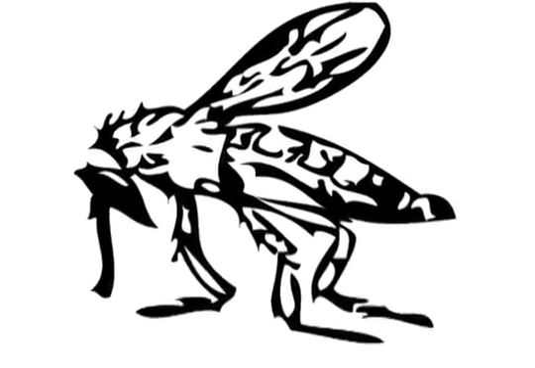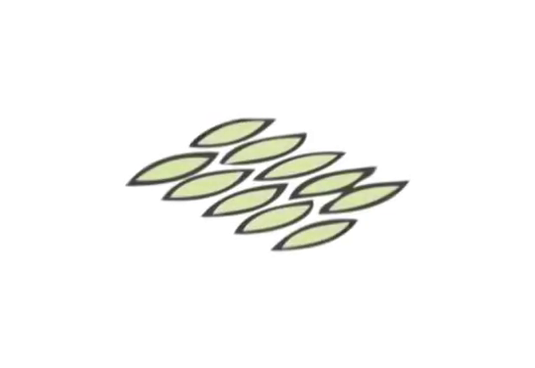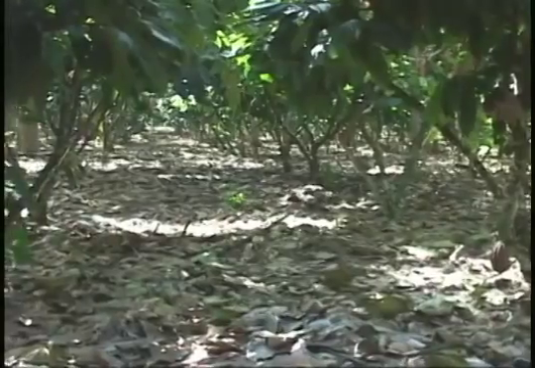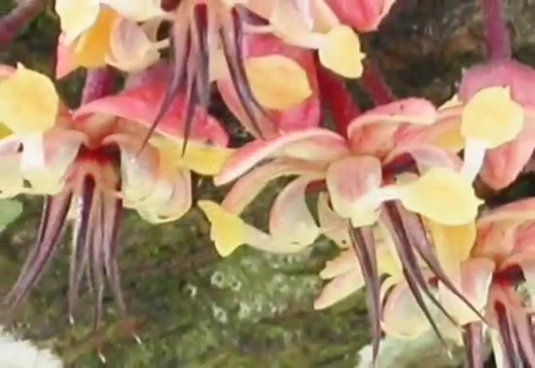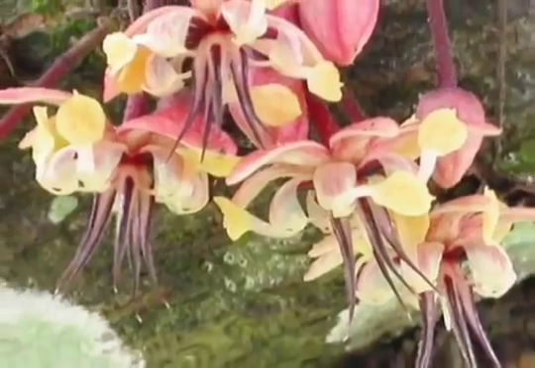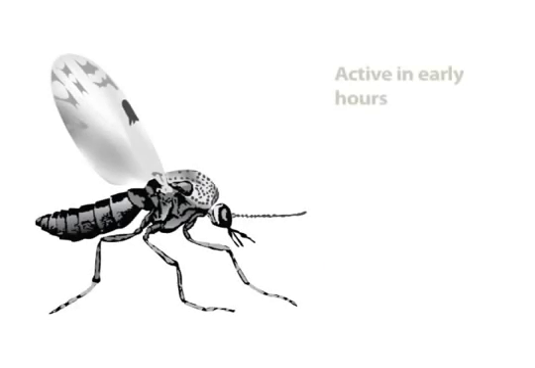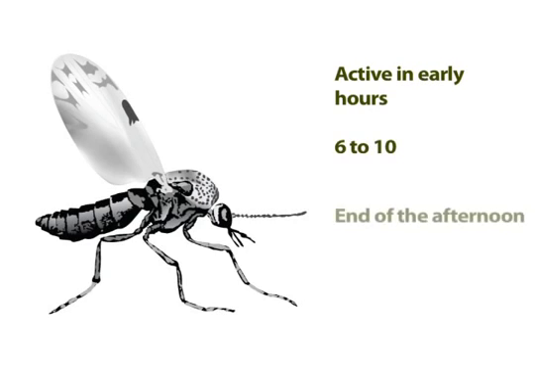Adult midges can fly, mate between males and females, and lay more eggs in order to reproduce. The more midges there are in a cacao plantation, the more flowers can be pollinated to produce more cacao fruits and seeds. Midges are active in the early hours of the morning, approximately from 6 to 10, and toward the end of the afternoon, when there is not much sun and the air is cooler.